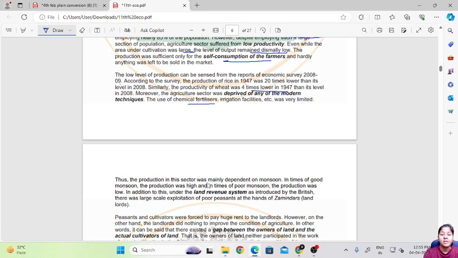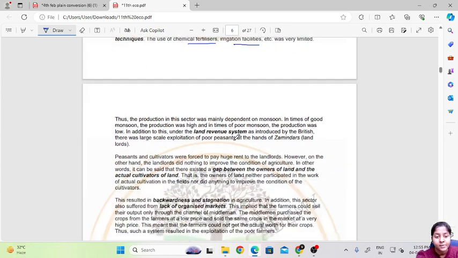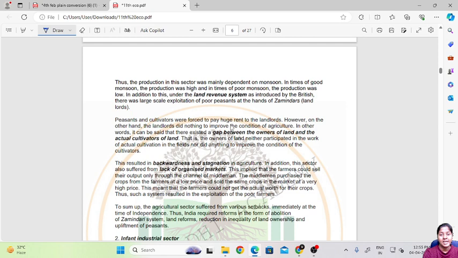The use of chemical fertilizers and irrigation facilities was limited during that time. So the production in this sector was mainly dependent on monsoon. Farmers used to depend on monsoon instead of irrigation facilities. So in times of good monsoon, the production was high, and in times of poor monsoon, the production obviously will be low.